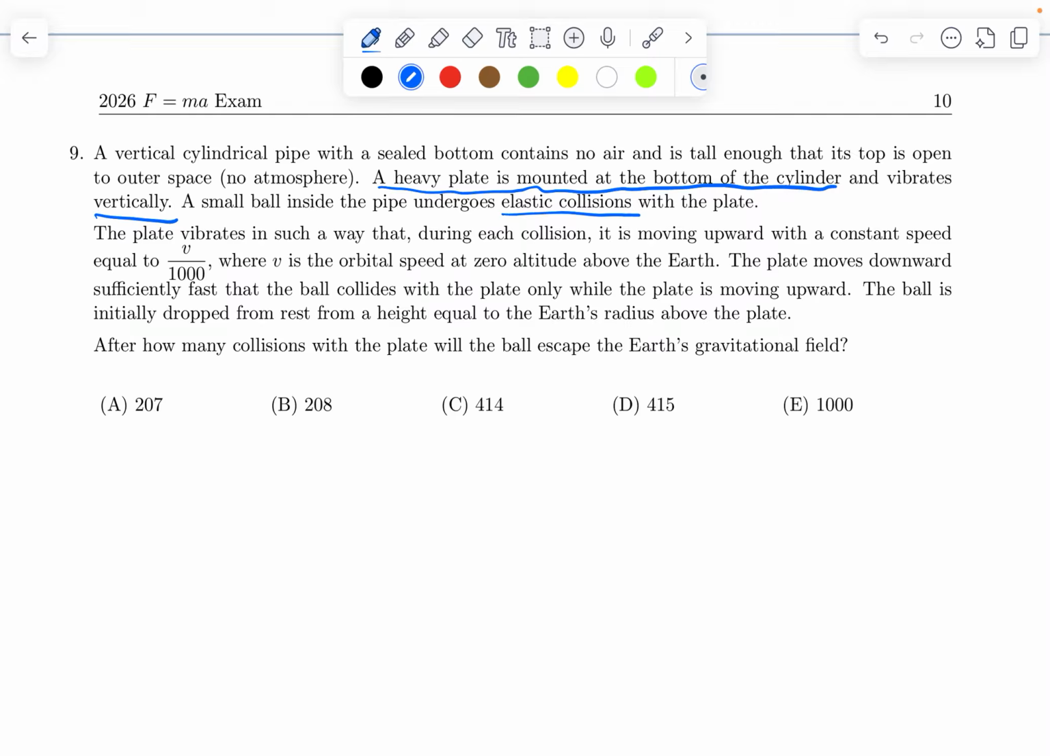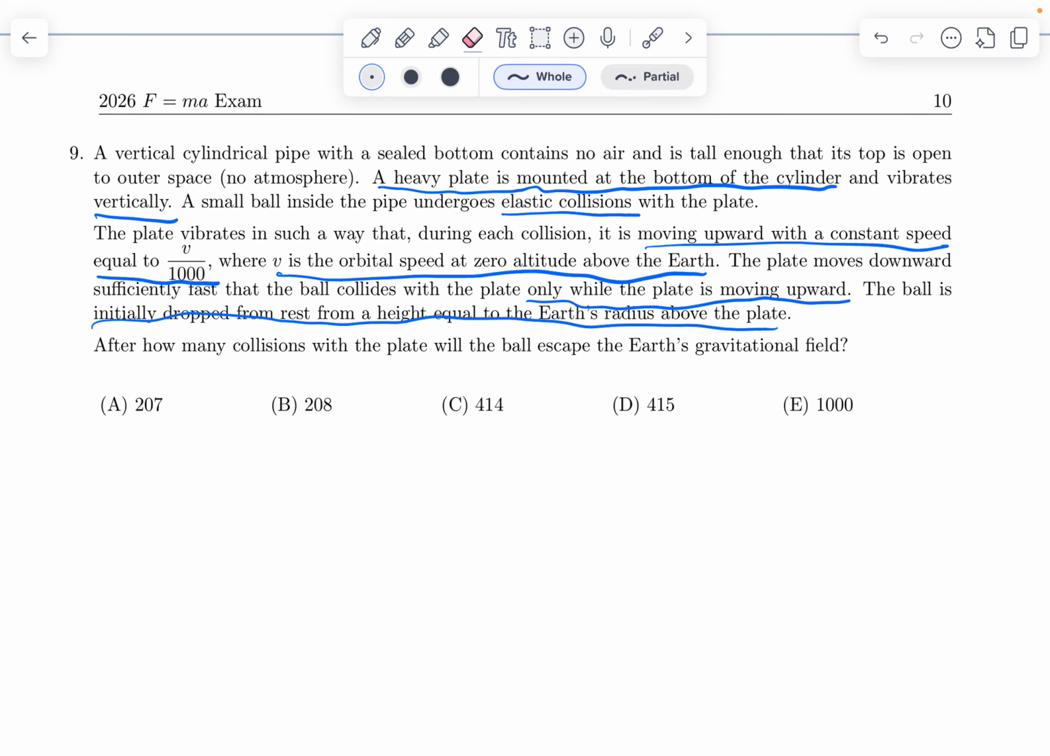The plate vibrates in such a way that during each collision, it is moving upward with a constant speed equal to v over 1000, where v is the orbital speed at 0 altitude above the Earth. The plate moves downward sufficiently fast that the ball collides with the plate only while the plate is moving upward. The ball is initially dropped from rest from a height equal to the Earth's radius above the plate. After how many collisions with the plate will the ball escape the Earth's gravitational field?